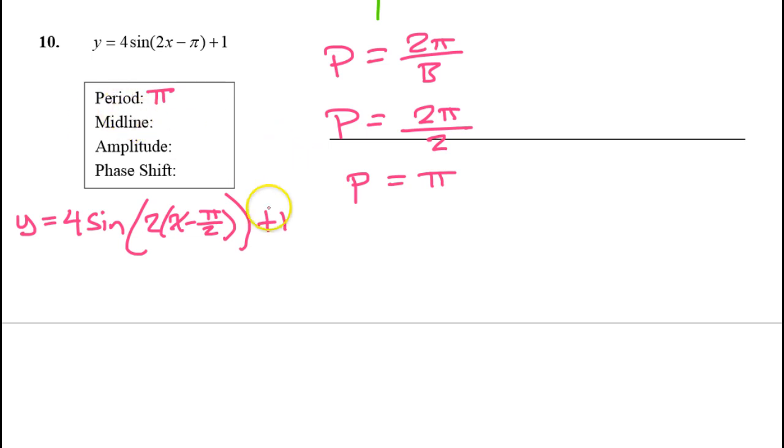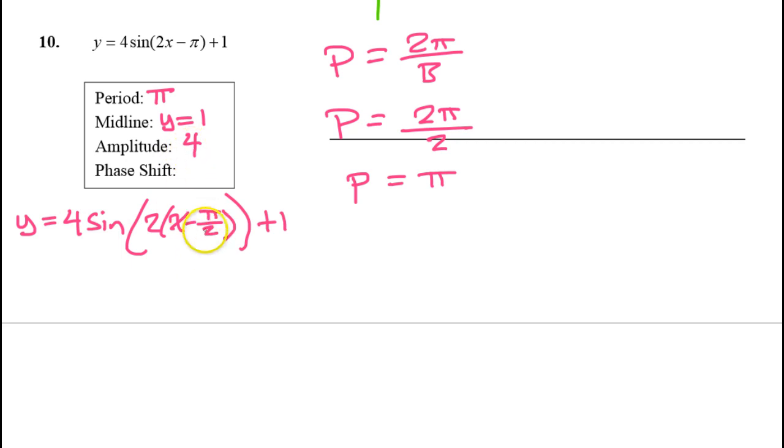Okay, now the midline is going to come from this number being added on the end. So I'm going to put y equals 1 for the midline. The amplitude is going to come from the number in the front. The amplitude is 4. Notice that the amplitude is always positive, so even if this was a negative 4, I would still put positive 4.